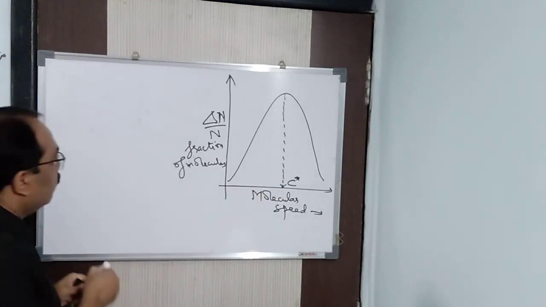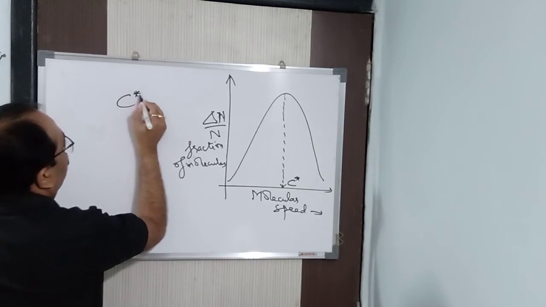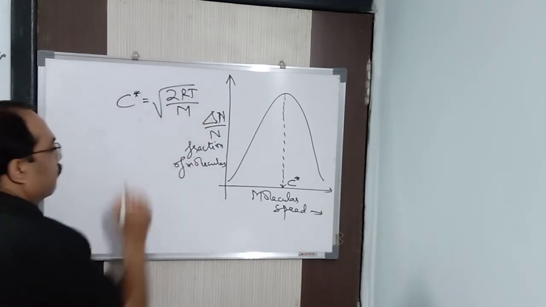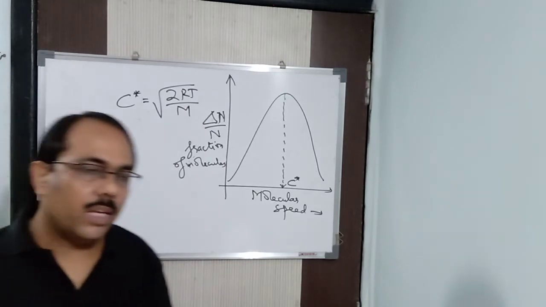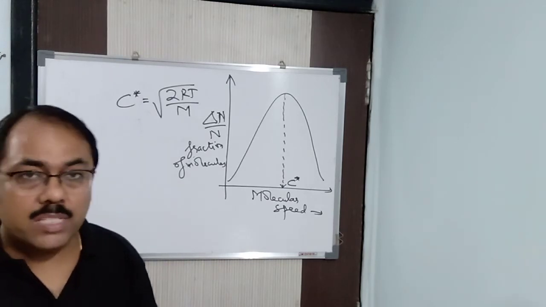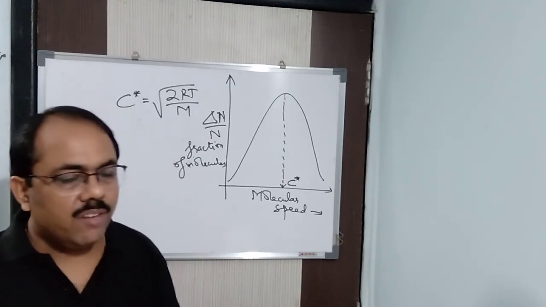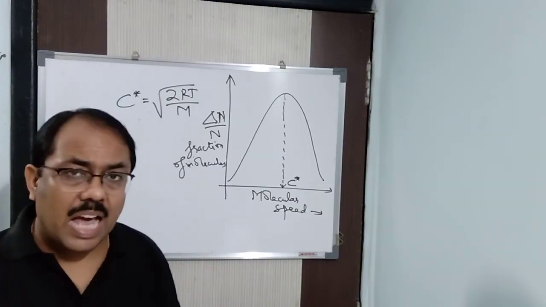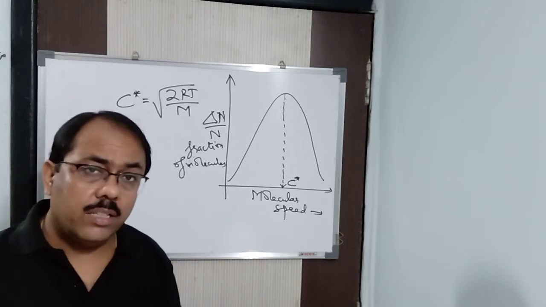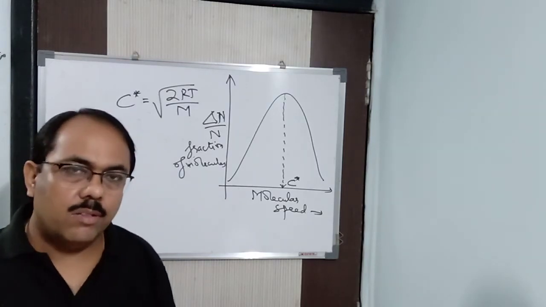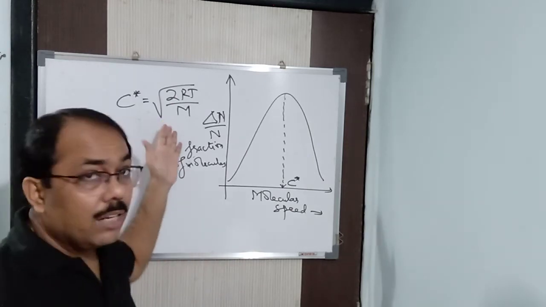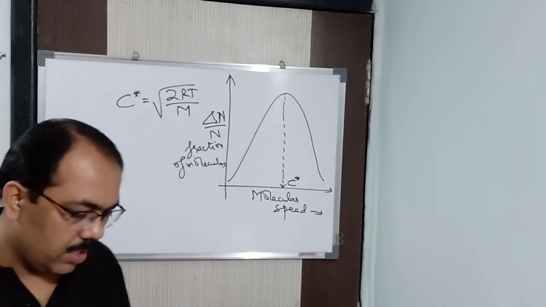Clear? And here the most probable speed can be calculated by using this formula: C star is equal to root over of 2RT by M. Got it? Root over of 2RT by M. So we got C, the RMS speed, which is root over of 3RT by M. Then we got C bar, the average speed, which is root over of 8RT by pi M. And then the most probable speed, C star, which is equal to root over 2RT by M. Let me tell you, all these values have been calculated experimentally.